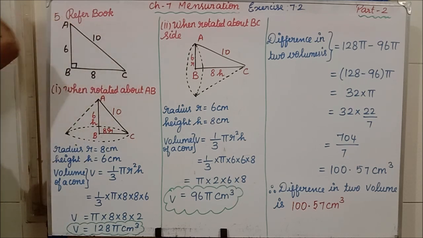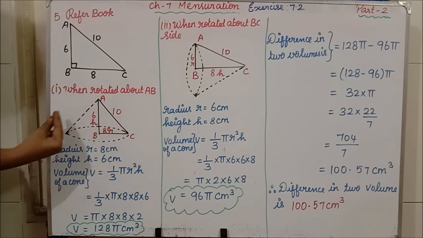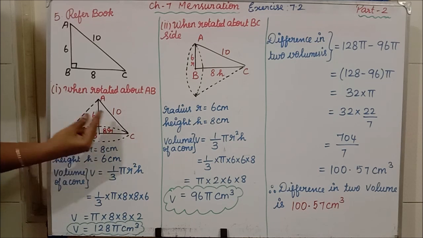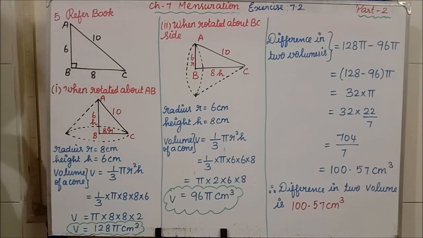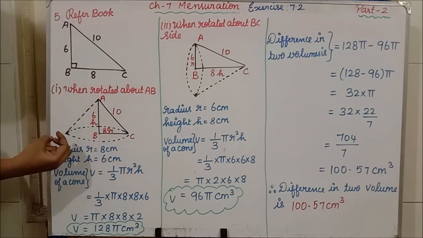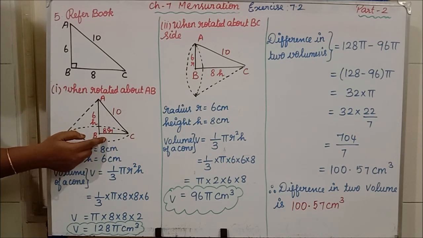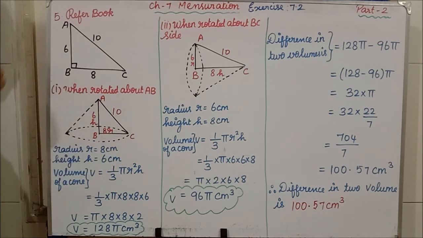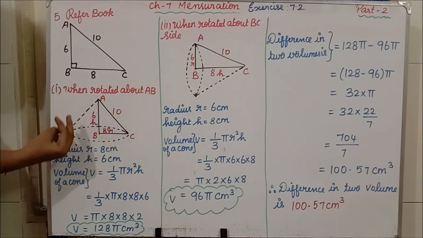When I rotate, this C will come to this side. So if I am rotating, it will come like this. I am revolving like this. Now this is the base, isn't it? So now this is the base, and when I am rotating, it forms a cone. So cone means the base will be a circle. So this 8 will become what? Radius, isn't it?